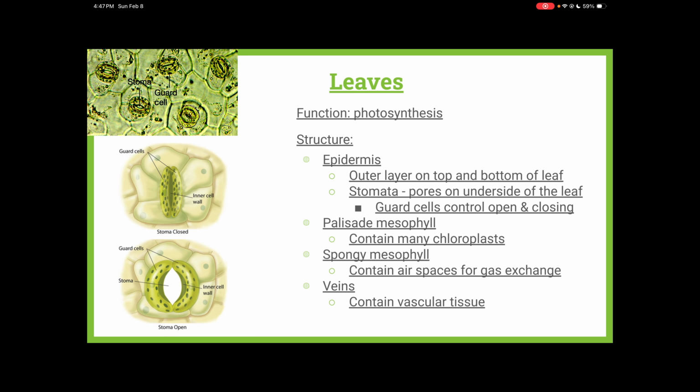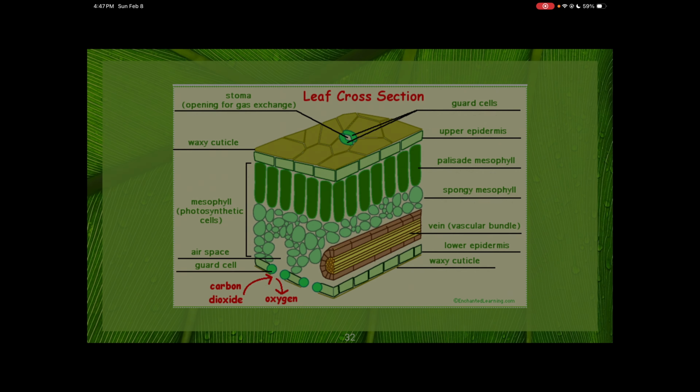for gas exchange. Plants also have to have veins, and those veins contain xylem and phloem, the vascular tissue to help transport water and transport the food that it's making throughout the plant.